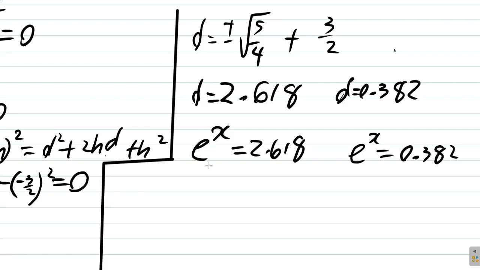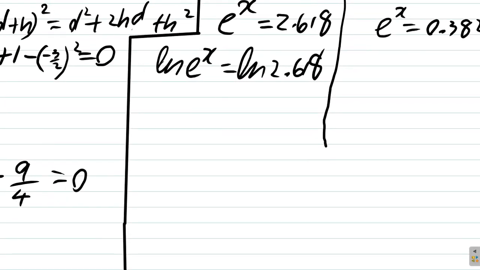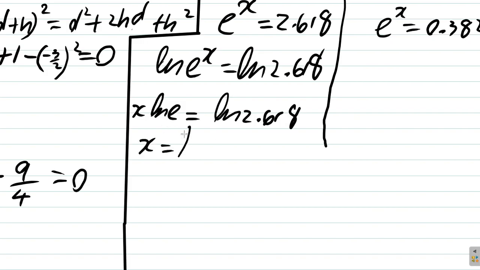Now here, if we ln both sides, ln e to the x is equal to ln 2.618. Let's deal with this one first and then we go over to the other. So based on the laws of logarithm, the log of a number to a power is the power times the log of the number, so it's x ln e equal ln 2.618. But ln e is 1, so x is ln 2.618.